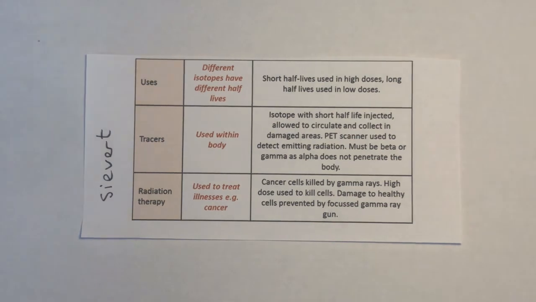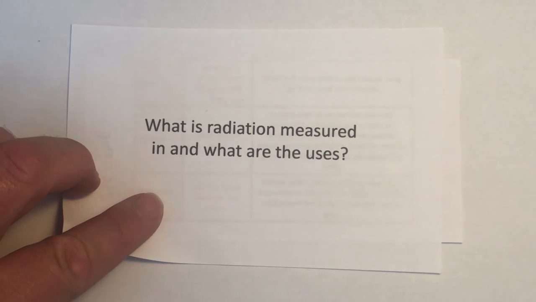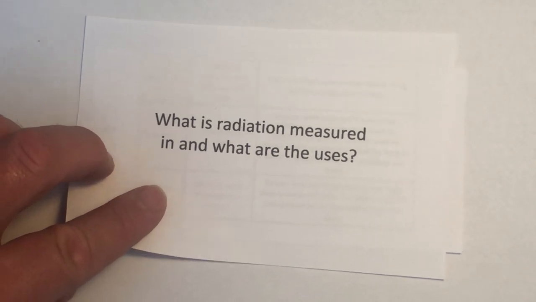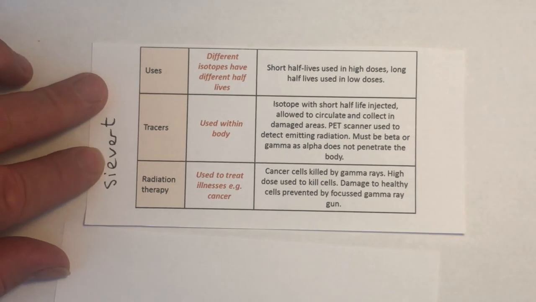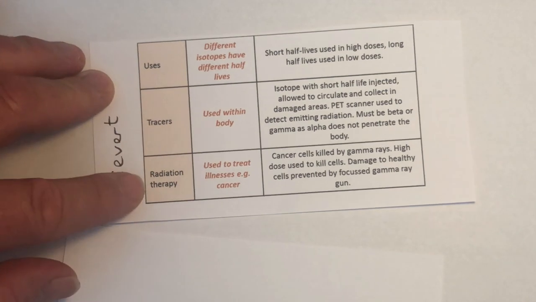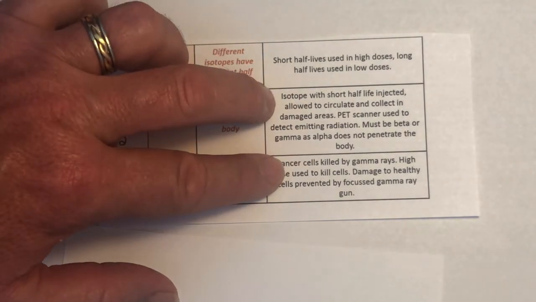Another good example is using radiation to sterilise things. They have machines in hospitals that bombard hospital equipment, knives and all those sorts of things with gamma radiation to kill off any bugs and bacteria that don't die in boiling water. So back to the question, what is radiation measured in and what are its uses? To answer that question, they are measured in sieverts, and they are used as tracers and in radiation therapy, with a bit more detail added.